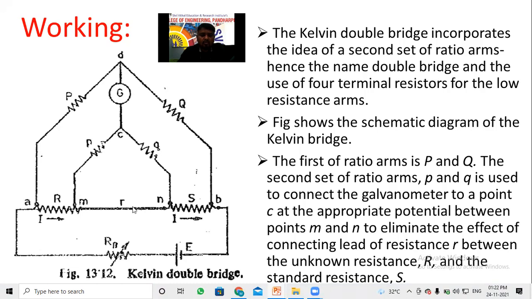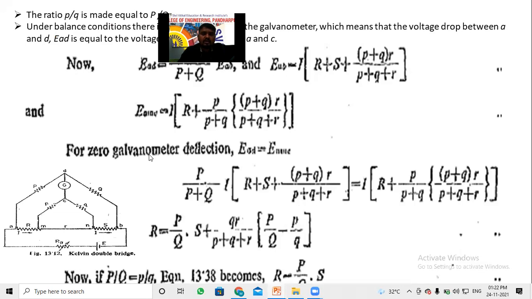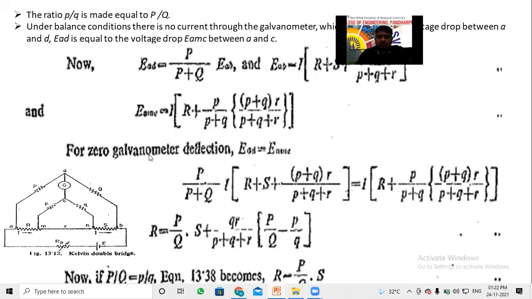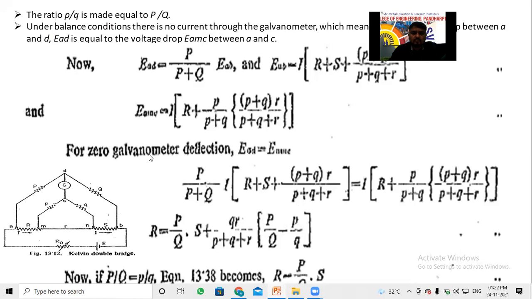So yes, we are going to call S the unknown resistance, R we are going to call the standard resistance. Any one we can use. We are going to derive the formula for that only here now. So here I will consider R as the unknown resistance, and S is the standard resistance. We have to derive the equation for the same diagram here now.